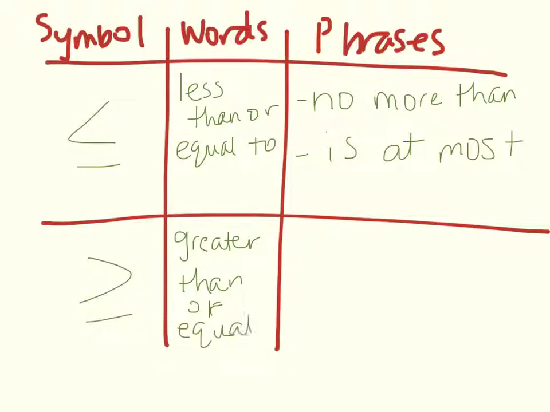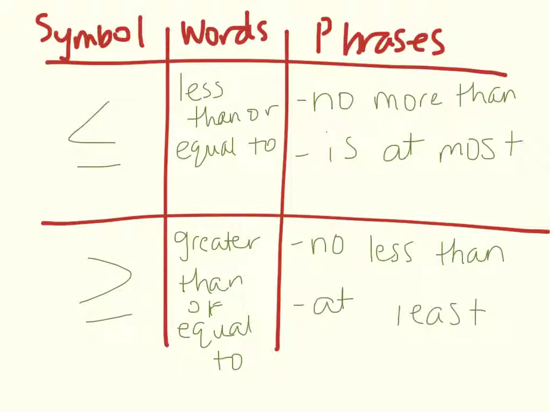And our last symbol is greater than or equal to. We might see things that say it is no less than. If it's no less than 20, then 20 would be the lowest, or it might be bigger than 20. At least means that it has to be that number, but it also might be bigger.